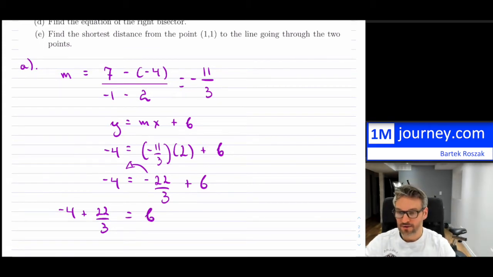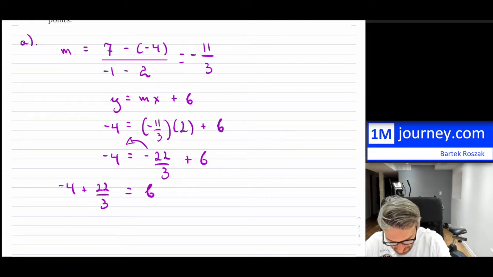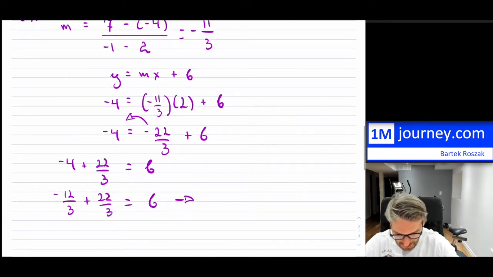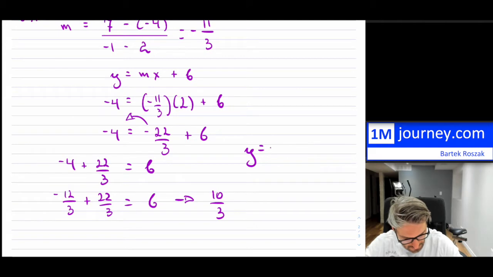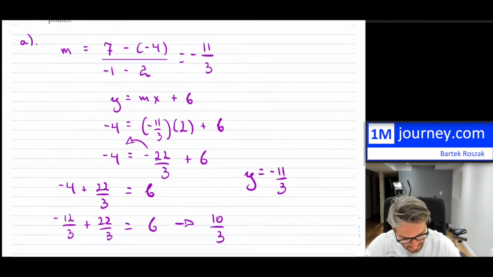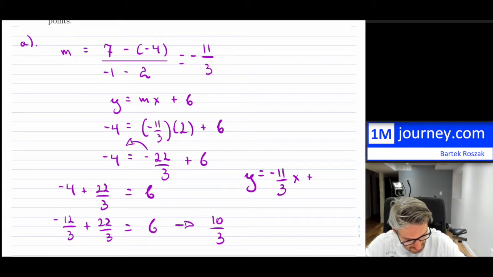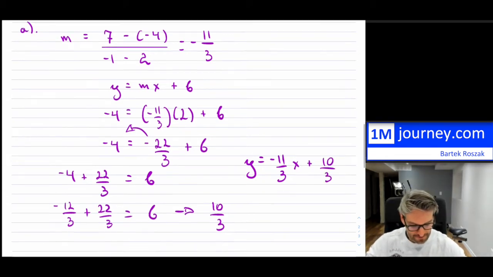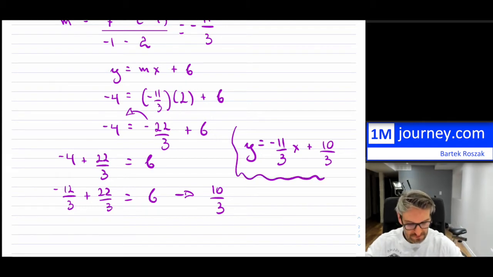Now we can find the lowest common denominator between them, which is 3. So we have -12 over 3 plus 22 over 3 is equal to b. Our b is going to be -12 plus 22, so that's 10 over 3. Now we have our equation of the line: y equals -11 over 3 x plus 10 over 3. And that's our equation of the line, and those are our 2 points.